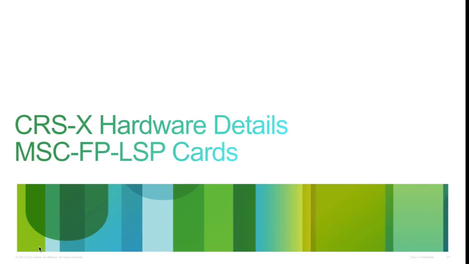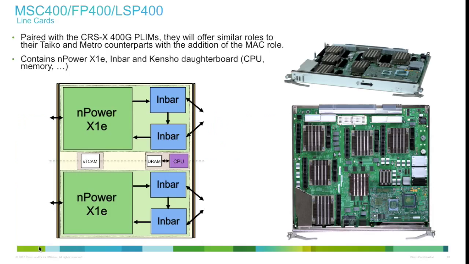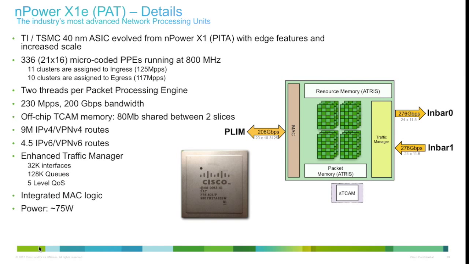Now let's move on to the description of the MSC, FP, and LSP 400 cards. These cards are paired with the PLIM we just described, and each one is composed of 2 identical slices. Each slice is composed of 1 nPower X1E ASIC and 2 in-bar FIA ASIC. Let's start describing the nPower X1E.